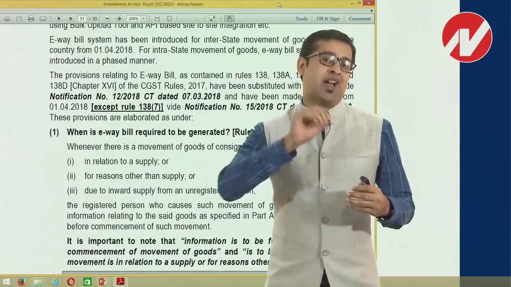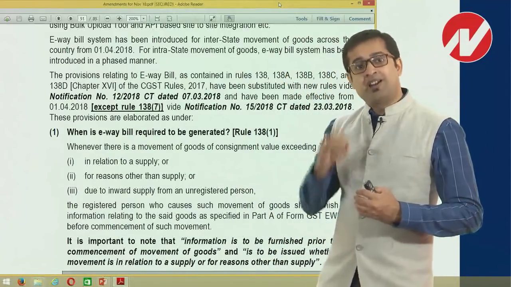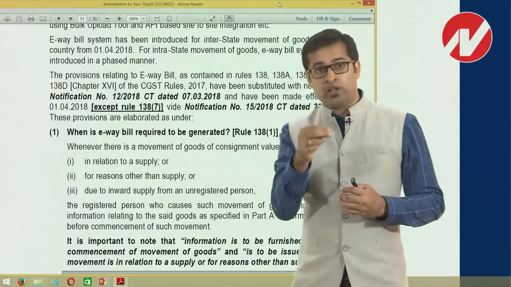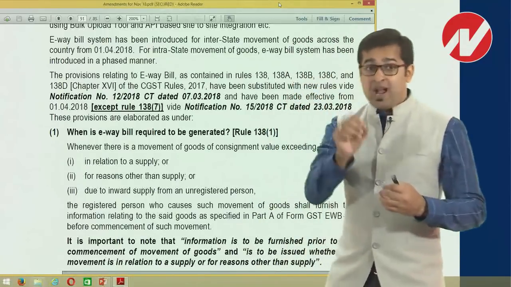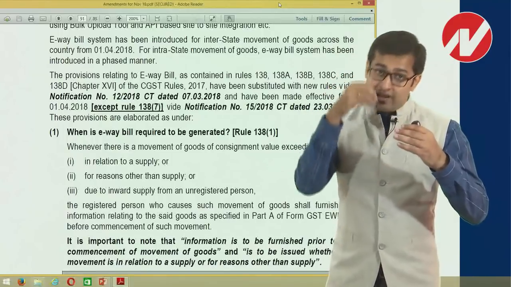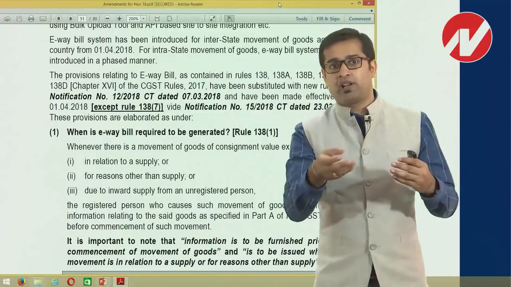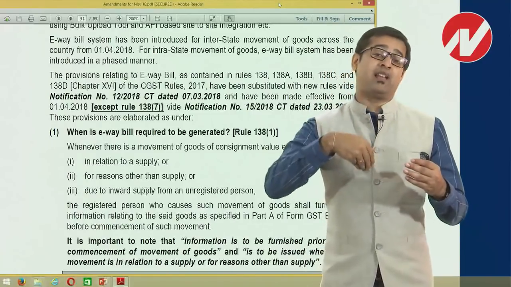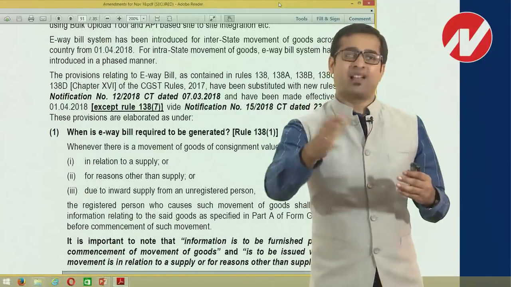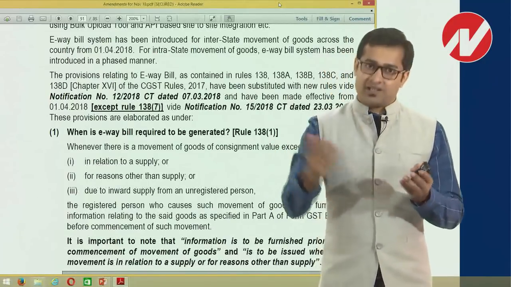So when I supply goods to you, obviously I have to create an e-way bill where the value of goods is more than 50,000. Second, if I am not supplying goods to you but providing them for some reason other than supply, maybe for job work, or maybe you supplied to me and I am returning them, rejecting them because I don't want them, then also it's a movement of goods for reasons other than supply.